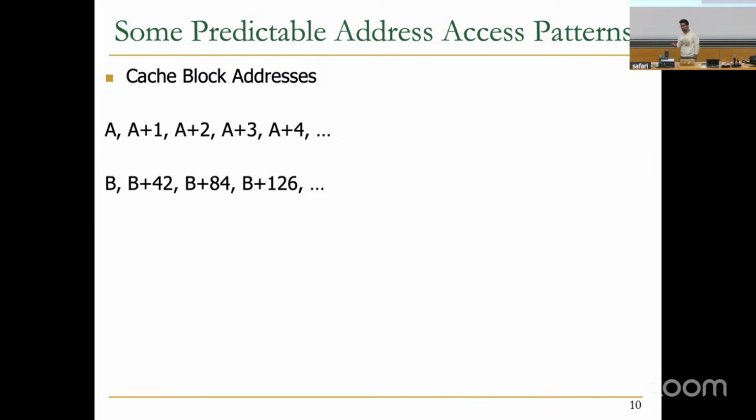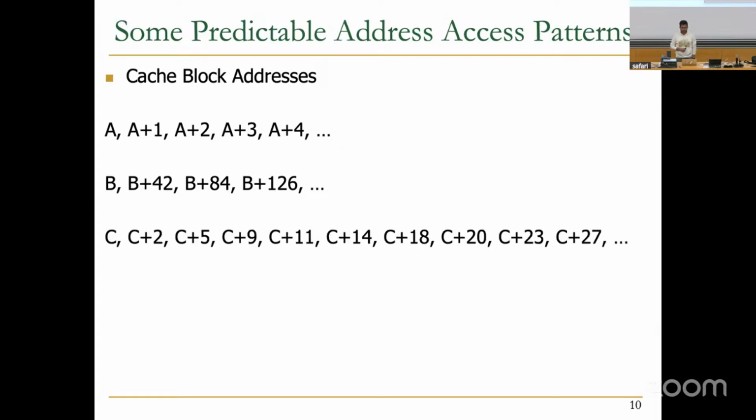Something a bit more complicated, but again, it's very much understandable. It's a strided access pattern, right? So it's with stride 42. So you access B, you access B plus 42, you access B plus 42 plus 42, which is B plus 84, and so on and so forth, right? But then I'm just making it much harder for you to analyze and come up with a pattern, right?